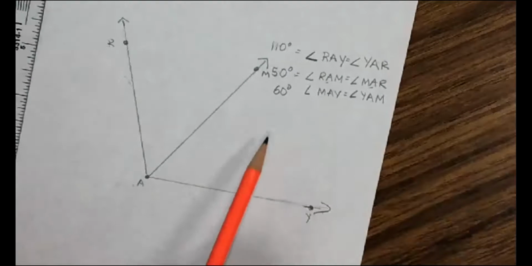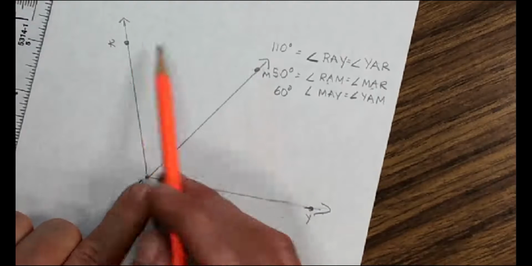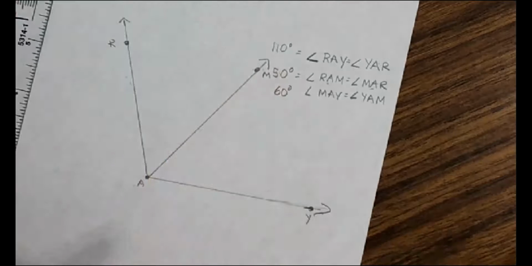And then we can also see if we have angle MAY and RAM, 60 plus 50, is going to equal the big angle, 110.